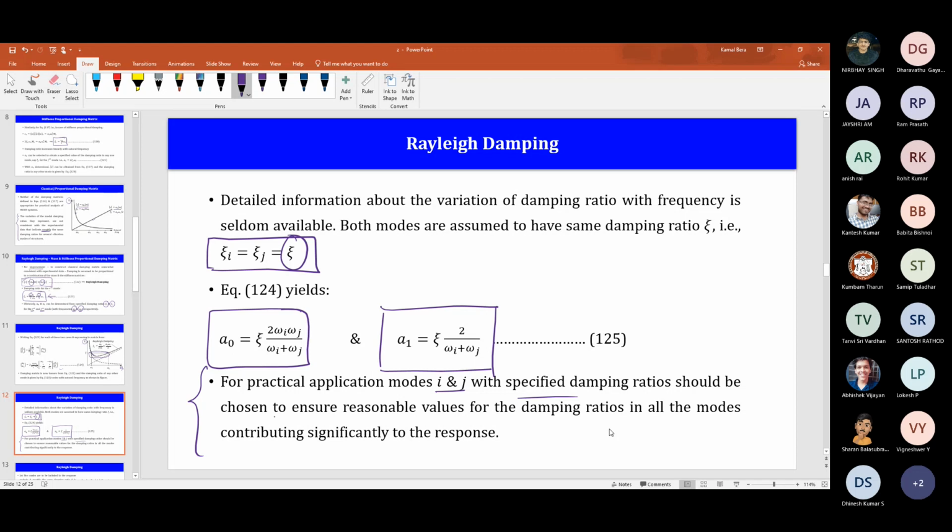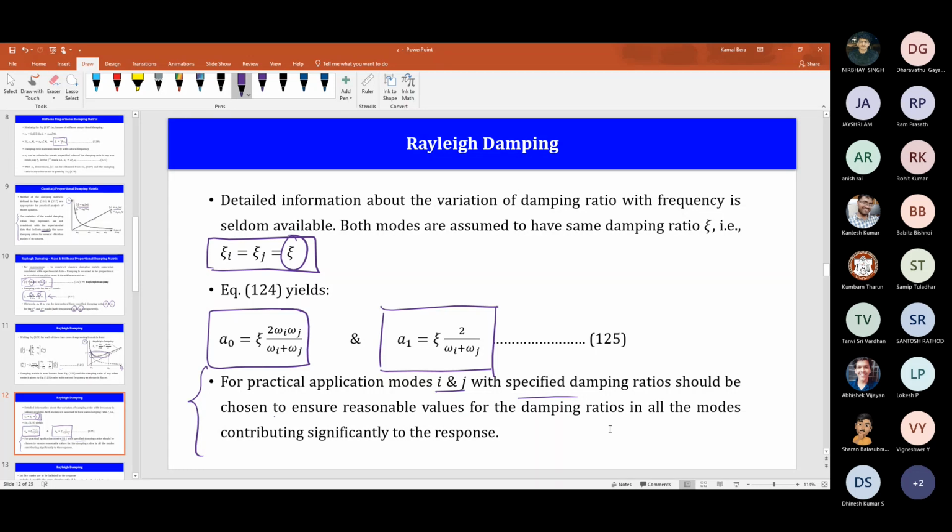Now the question that comes to mind is which modes to choose. What are omega i and omega j, what are i and j basically? First mode, second mode, first mode, fourth mode? Obviously our target modes are the initial few modes, which are very important for the response contribution because they contribute majorly. For 1000 degrees of freedom, we will not be worried about the 900th mode.